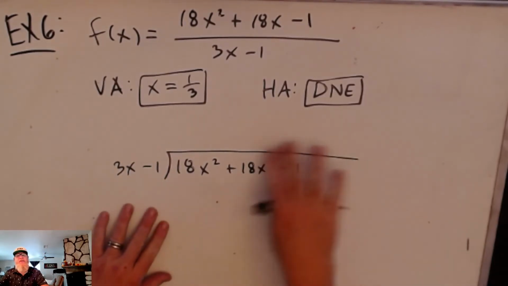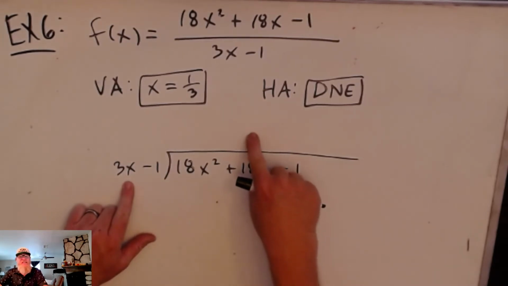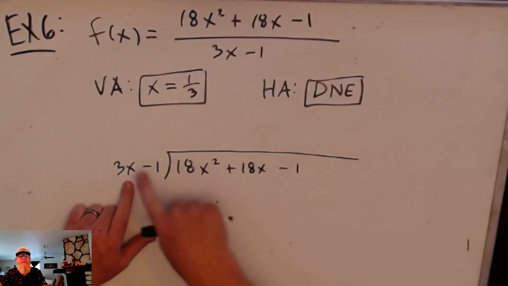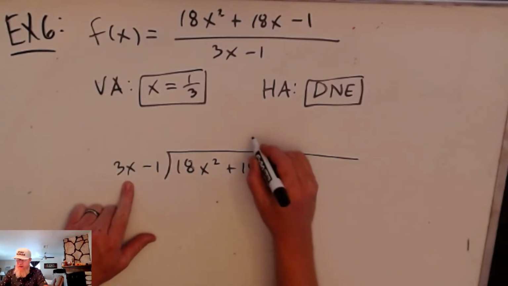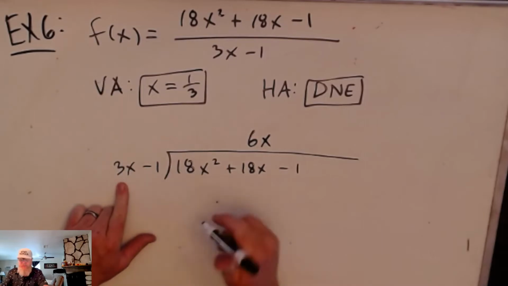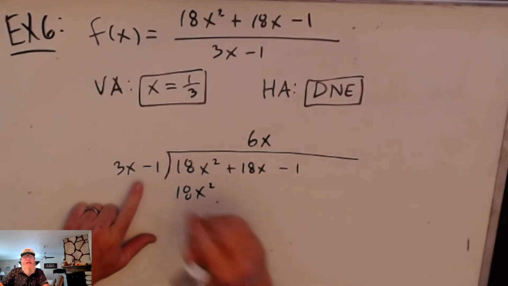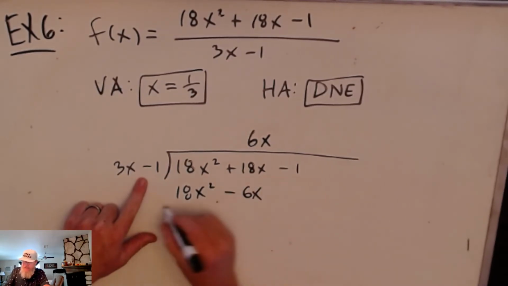And we're just going to look at the quotient line here. So again, insist that this is the right number. What times 3x would be 18x squared? Well, there's only one possibility. It's 6x. 6x times 3x squared is, in fact, 18x squared. 6x times -1 is -6x.